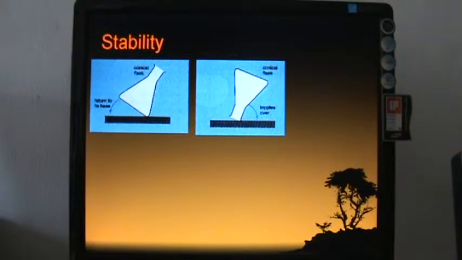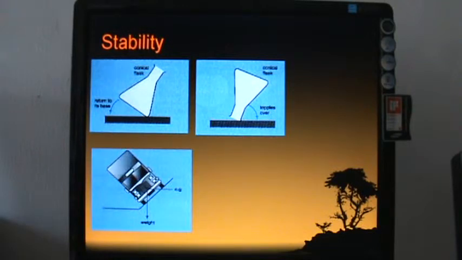Why is that so? What's the difference between these two pictures? Can you see the difference? The first one has a very wide base. This one has a very narrow base. The area is smaller. Then you look at this one. This one, the bus is on a certain angle.